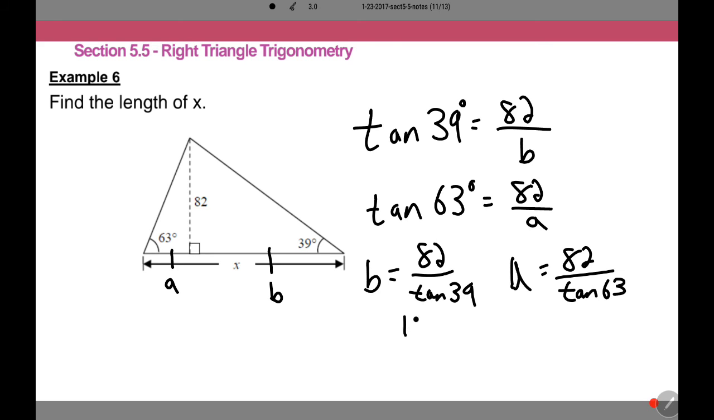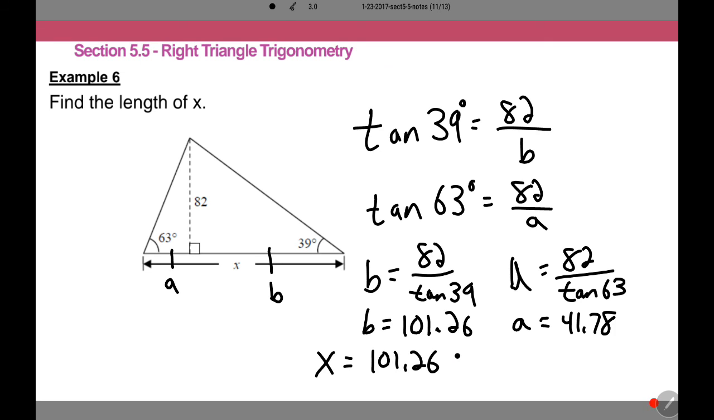Using a calculator, you get the two numbers for that. The first one, B, is equal to 101.26, and A is equal to 41.78. So my X value is equal to those two added up. And that's my total. So 142.74 is my final answer.